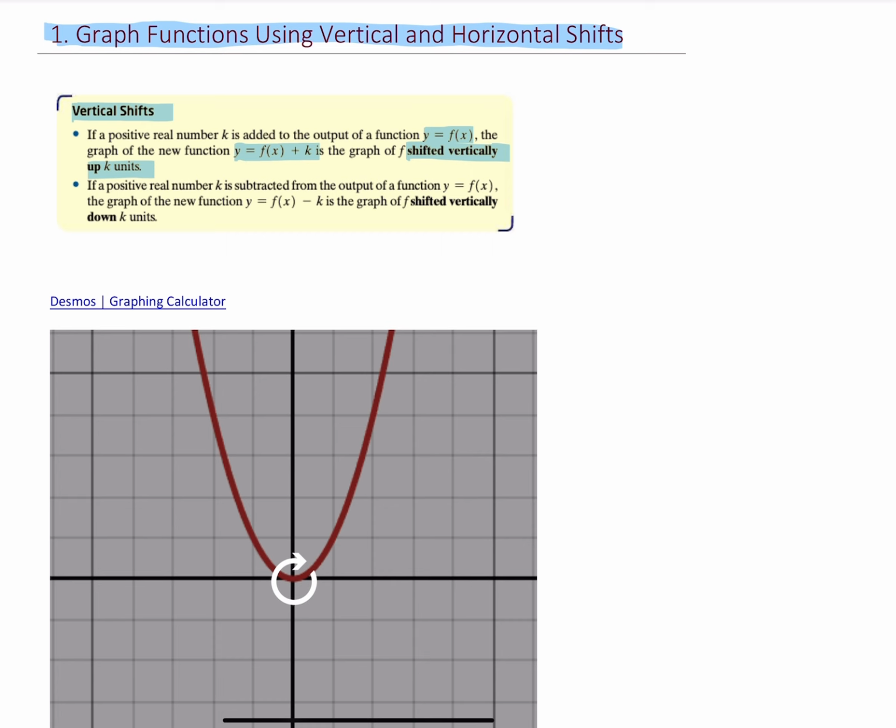And then if the number is negative, it says if a positive real number is subtracted from the output of a function, you get something that looks like f of x minus k, then the graph is shifted vertically down k units. So that's how you can also call these rigid transformations. It just takes the entire function and it's like you're picking it up and shifting it up or down some number of units, like sliding it across the xy plane.